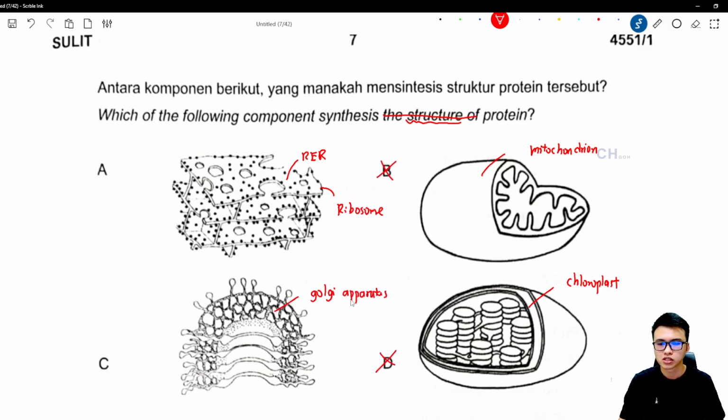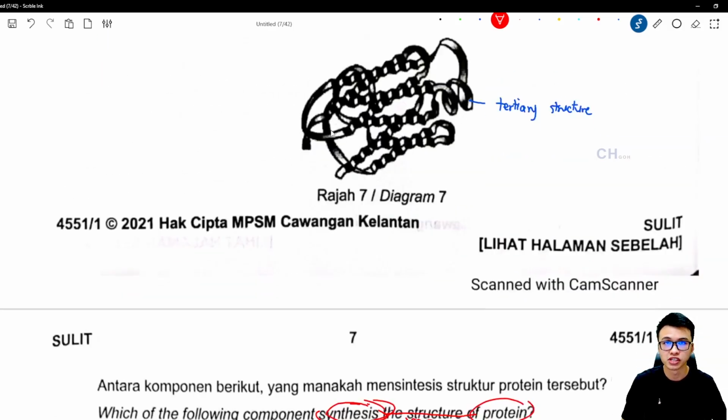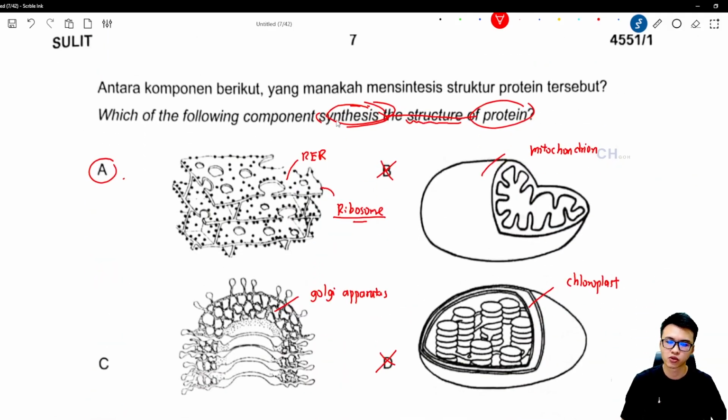A and C. The Golgi apparatus only modifies, packages and transports the protein. But when it comes to the synthesis of protein, this job belongs to the ribosome here. So the answer here should be A for question 7. Alright, so A is for question 7.